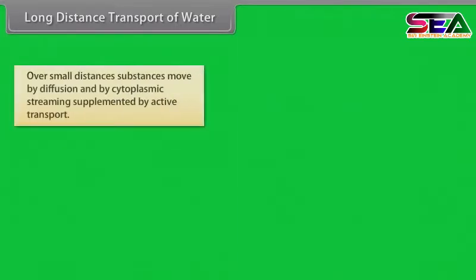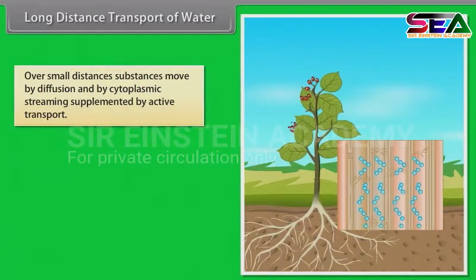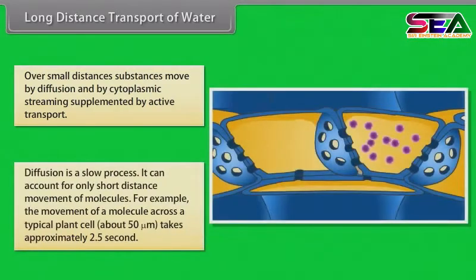Long-distance transport of water. Introduction. Friends, as we all know, over small distances, substances move by diffusion and by cytoplasmic streaming, supplemented by active transport. Long-distance transport of substances within a plant cannot be by diffusion alone. Diffusion is a slow process. It can account for only short-distance movement of molecules. For example, the movement of a molecule across a typical plant cell takes approximately 2.5 seconds.